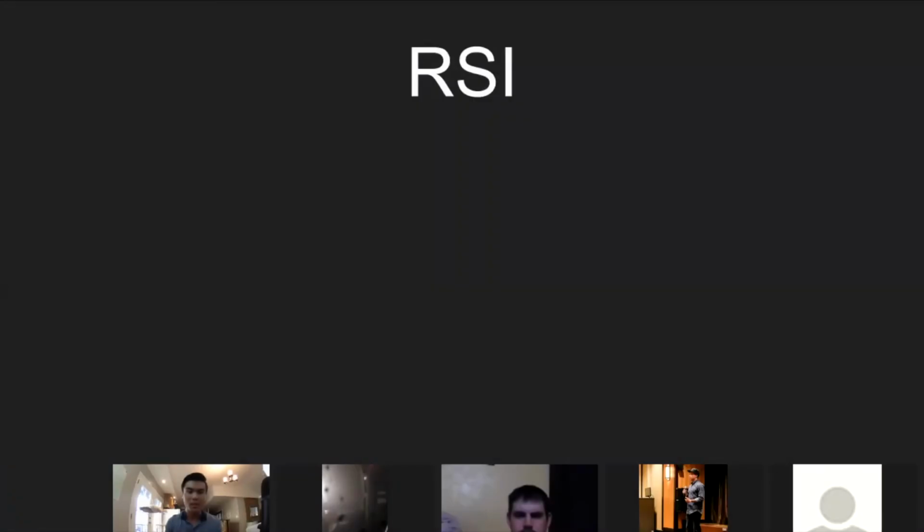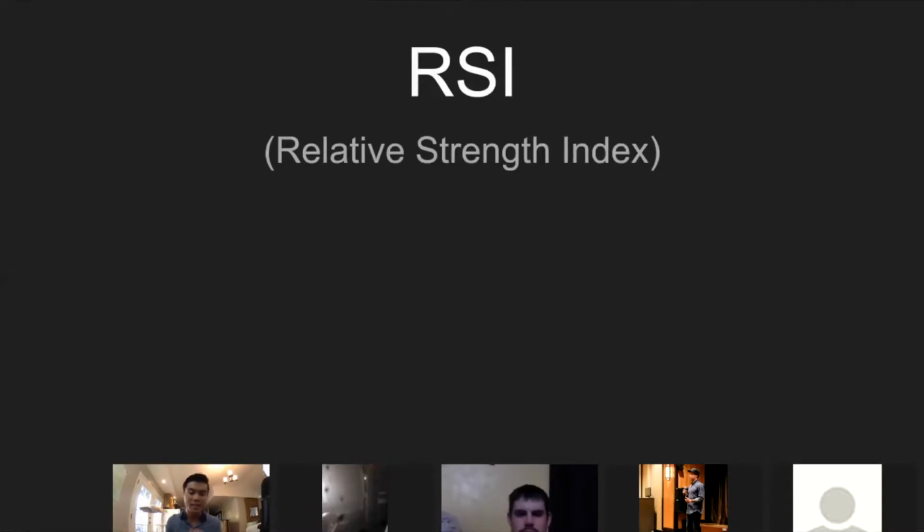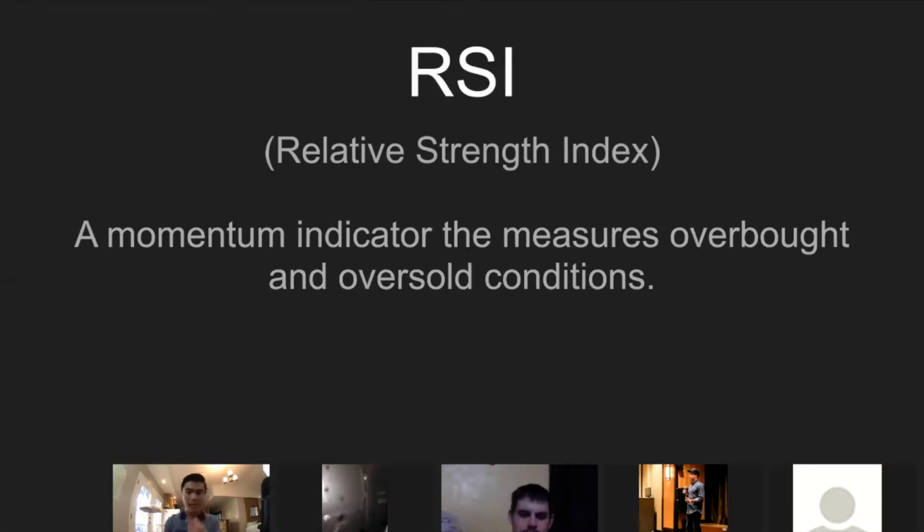In this section, I'm going to explain how we can use RSI, how to spot divergence, how to spot hidden divergence, and how we can identify possible entries with it. So RSI stands for Relative Strength Index. It's a momentum indicator that measures overbought and oversold conditions. Pretty similar to the Bollinger Bands, but it displays its data in a different visual way.